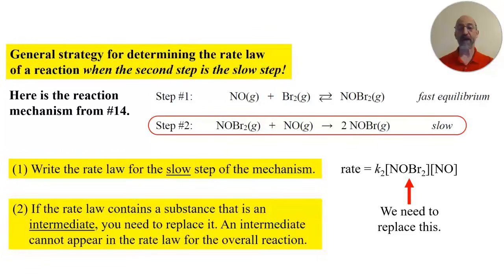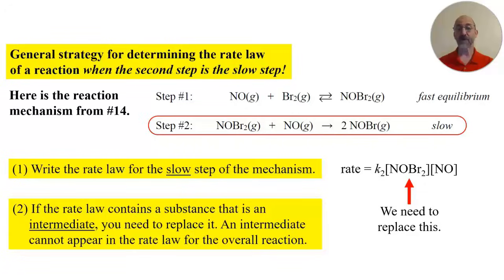So when you have a fast equilibrium in step 1, followed by a slow rate determining step of step 2, there is a general strategy for doing a substitution procedure involving a little algebra. If the rate law contains a substance that is an intermediate, then we need to replace that intermediate. An intermediate cannot appear in the rate law for the overall reaction, and that's essentially what topic 5.9 is all about, the pre-equilibrium approximation. So again, you can check out that video where I give you the general strategy for how to remove the intermediate from the rate law.